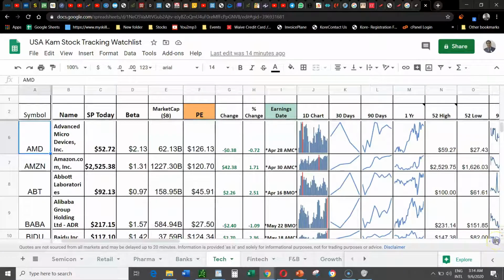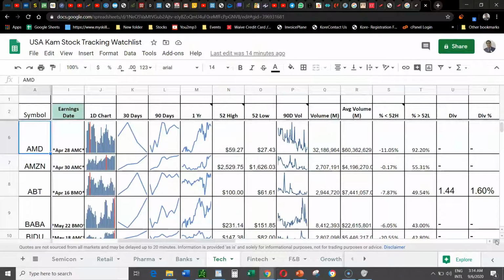All right, let's go further. I'll scroll further, and you can see this is the 90 days volume. Volume is a very important parameter for traders, and this shows you straight off what's the volume in the last 90 days. Okay, so you get a good indication of what's going on.